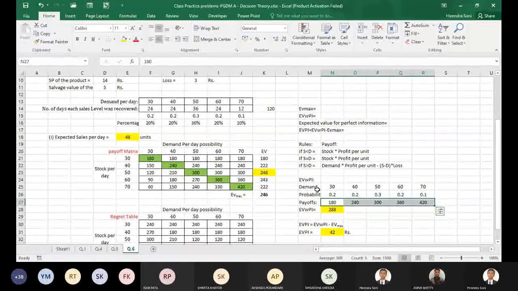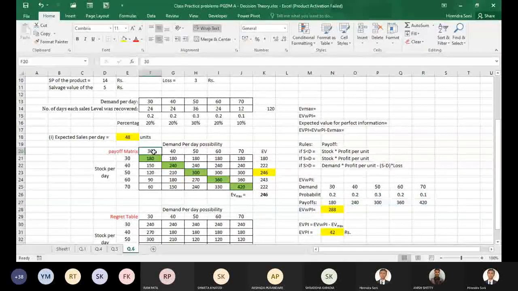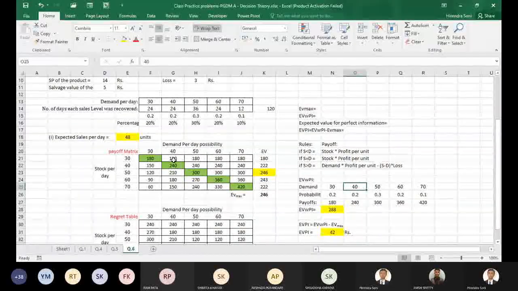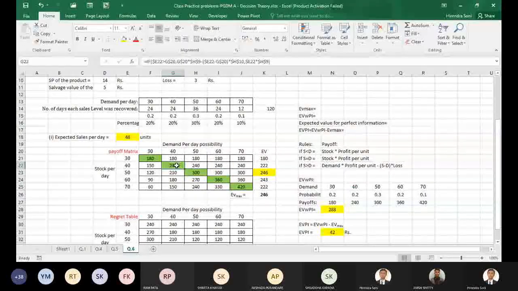So with perfect information, if I know the demand is 30 units, I will stock 30 units. So in that case, what would be my payoff? It is 180. 30 units is my demand, 30 units I am going to stock, so 180 would be my payoff. When 40 units is my demand, I'll be keeping 40 units, so 240 becomes my payoff, and so on. Is that clear now? Yes, sir.